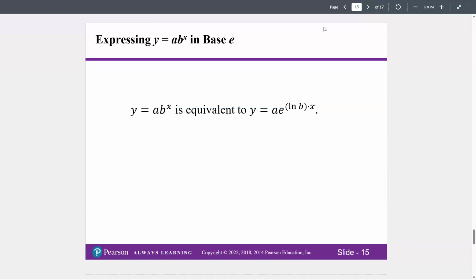So for our last bit here, sometimes we have something that's not written with base e, but another kind of base. So y equals a times b to the x is equivalent to y equals a times e to the natural log of b times x. The reason we can say that is because e to the ln b just equals b. So a times e to the natural log of b to the x is just a times b to the x, which is what we have right here. We're actually working it backwards.